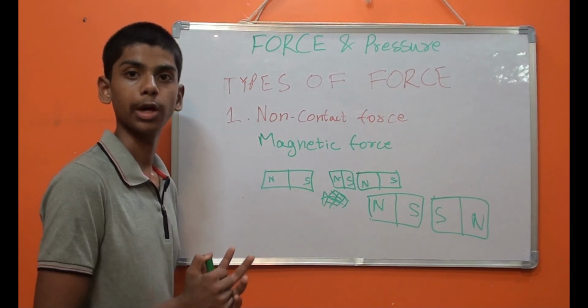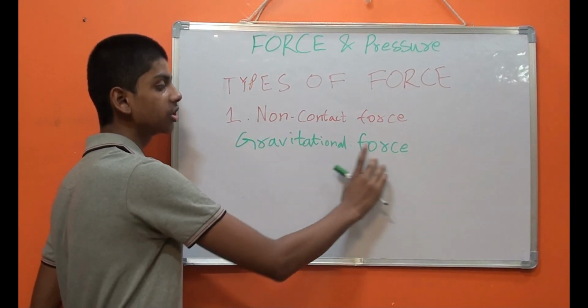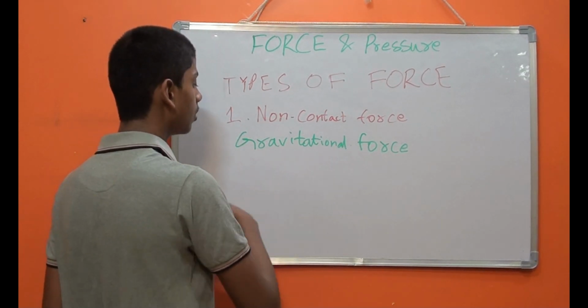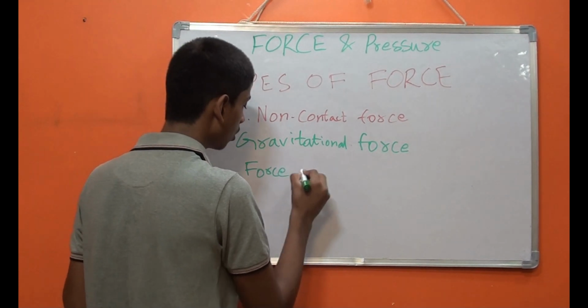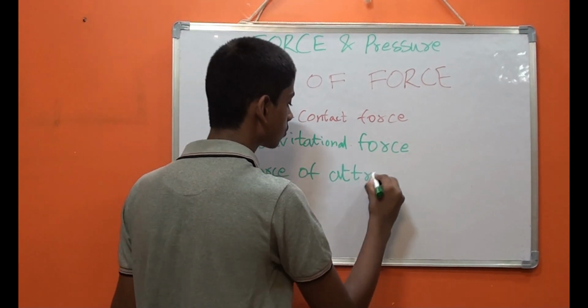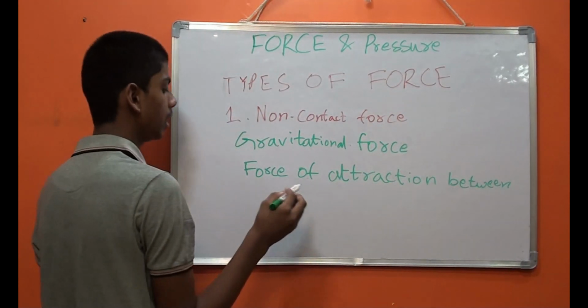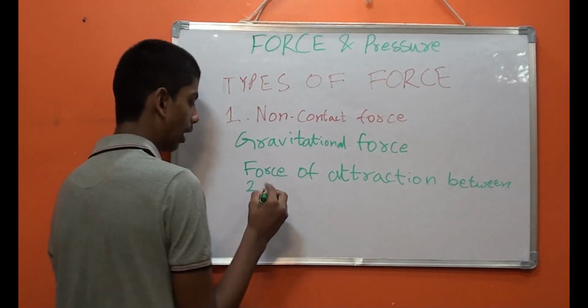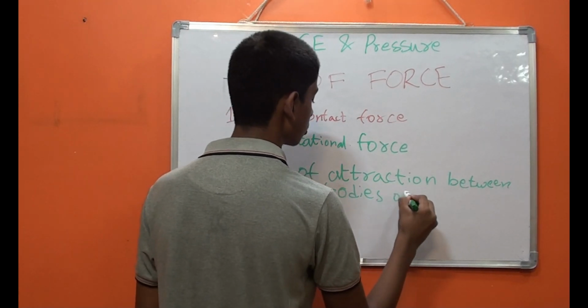Now let's see the next type of force. Friends, now let's see the next kind of force, which is gravitational force. We can define gravitational force as the force of attraction between two large bodies of mass.